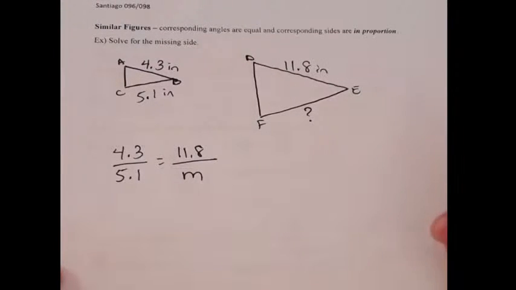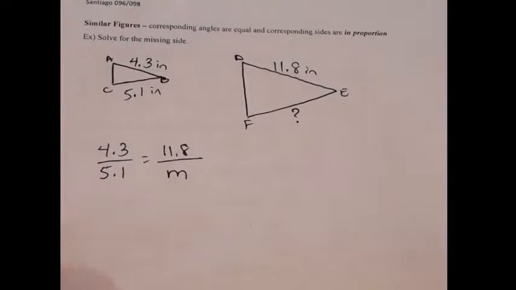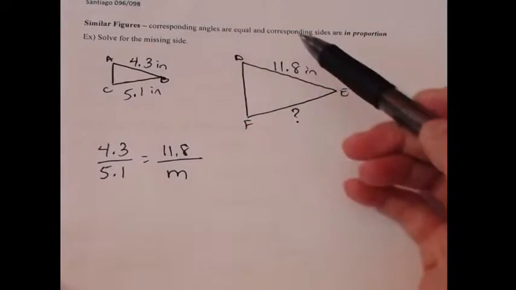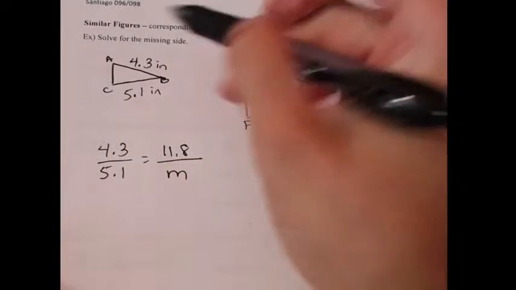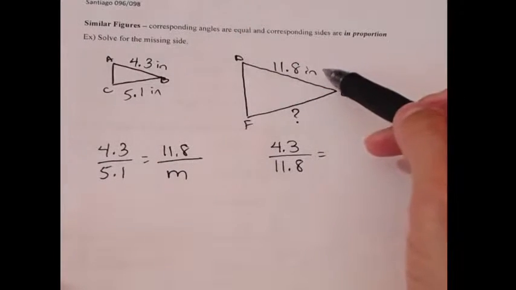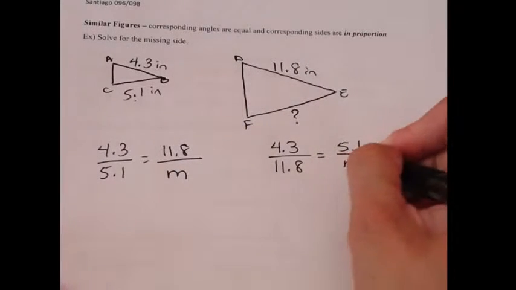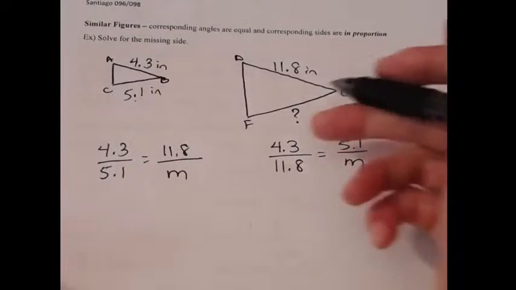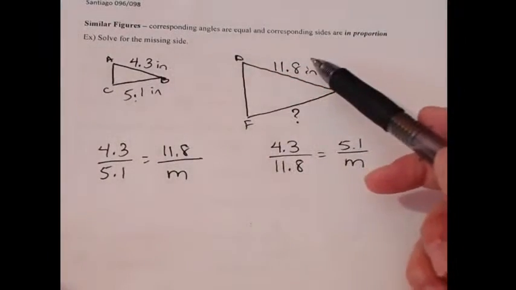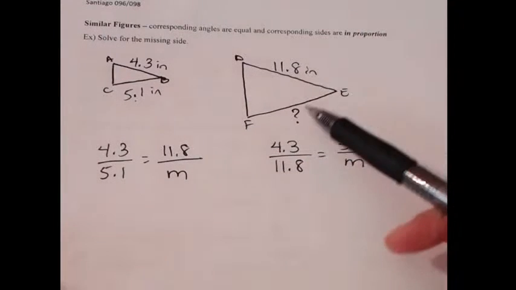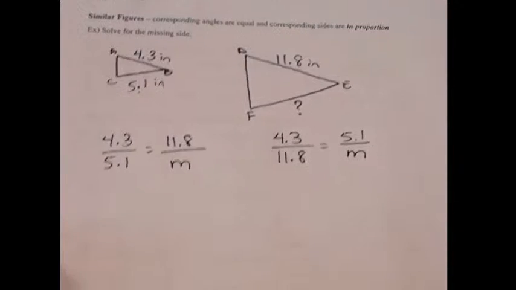That's just one proportion. I'm going to write another one just so you could see how we can play around with this. What if instead you wanted to say 4.3 over 11.8, top, top. That means you have to be consistent. Bottom, bottom. So 5.1 over unknown, the measurement of that side. So top little triangle, top big triangle. Bottom little triangle, bottom big triangle, right? You see the consistency here? Let's do one more.